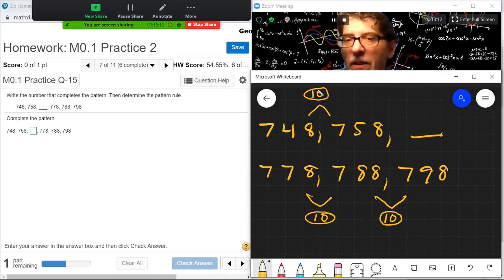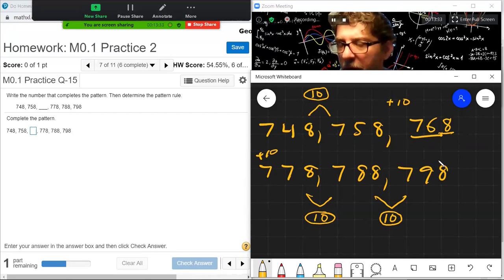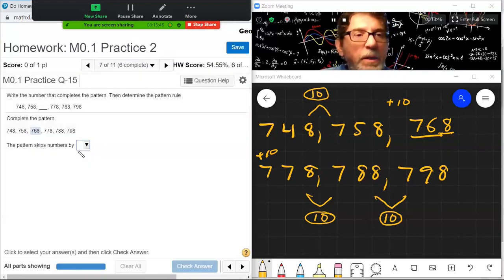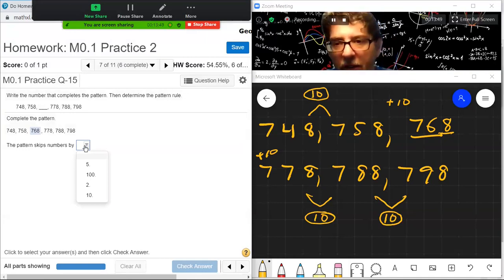748 plus 10 is 758. 758 plus 10 is 768. 768 plus 10 is 778, and so on. So it looks like 768 is what they're looking for in this pattern. And the pattern skips by 10.